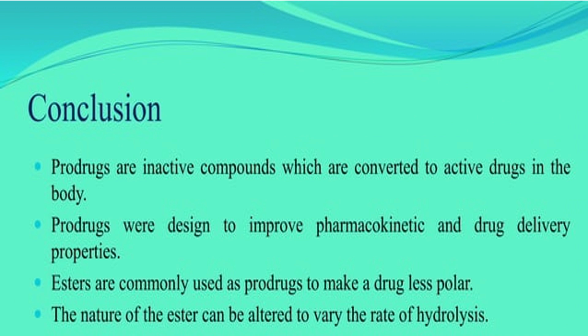Now, the conclusion behind the design of the prodrug: why we go for designing of the prodrug. What is the concluding remark of prodrug design? Prodrugs are inactive compounds which are converted to the active drug in the body. Prodrugs were designed to improve pharmacokinetic and drug delivery properties. Esters are commonly used as prodrugs to make the drug less polar, and the ester bonds can be easily processed. The nature of the ester can be altered to vary the rate of hydrolysis.